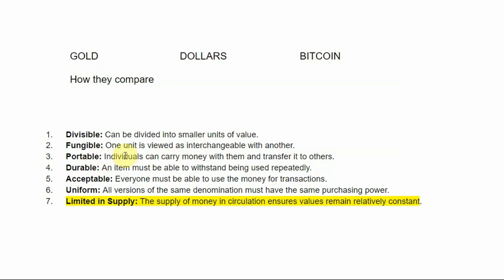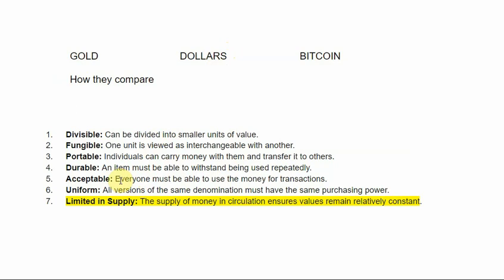Portable. Obviously, you need to be able to carry money with you. I don't need to explain to you that sticking gold bars in your pocket is somewhat impractical and also somewhat dangerous. Durable. The money must be able to withstand being handled and thrown around. So gold will be highly durable. Dollars, not very durable, but the thing is, because the government backs dollars, when you get a damaged one, you can just take it back to the government and they'll swap it for a good one.